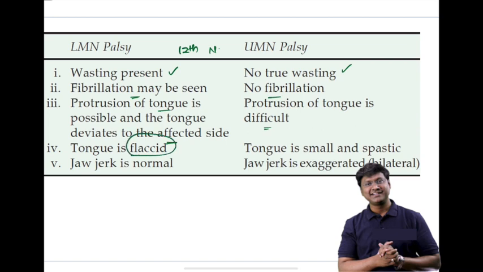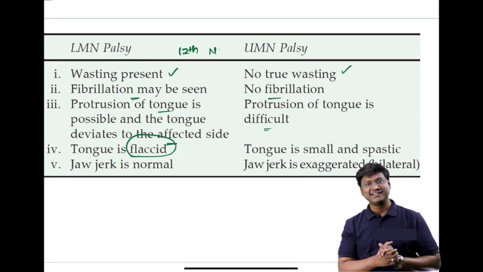Flaccid paralysis will be there in LMN palsy. Small and spastic paralysis will be there in UMN palsy. Jaw jerk is normal in LMN palsy. Jaw jerk is exaggerated if it is bilateral UMN palsy of the 12th nerve. So this is how you will be able to differentiate LMN and UMN palsy. The clinical scenario which was given to you was the left 12th nerve lesion.